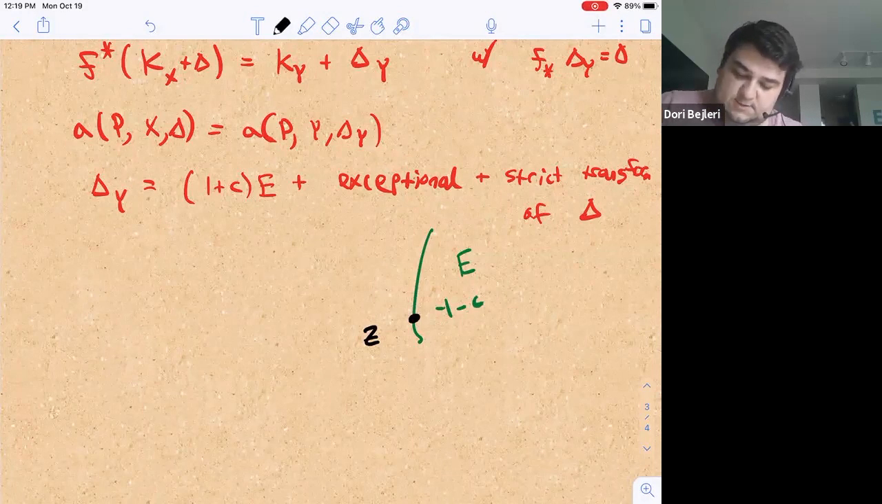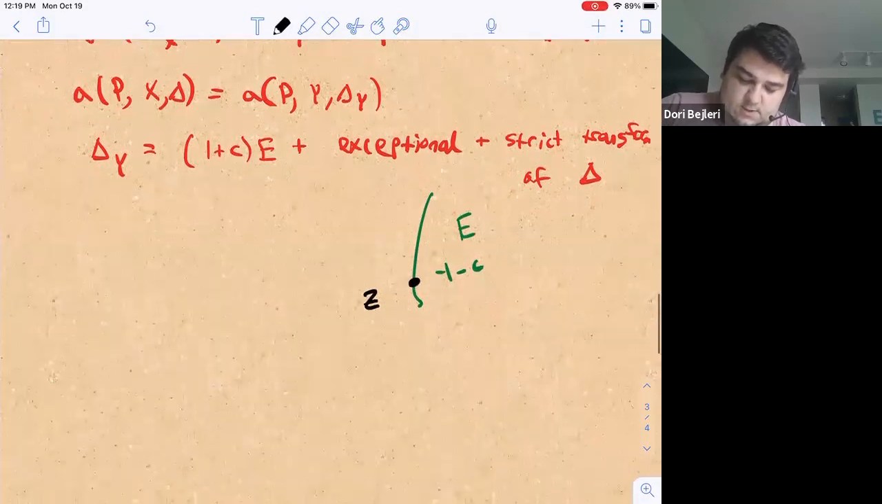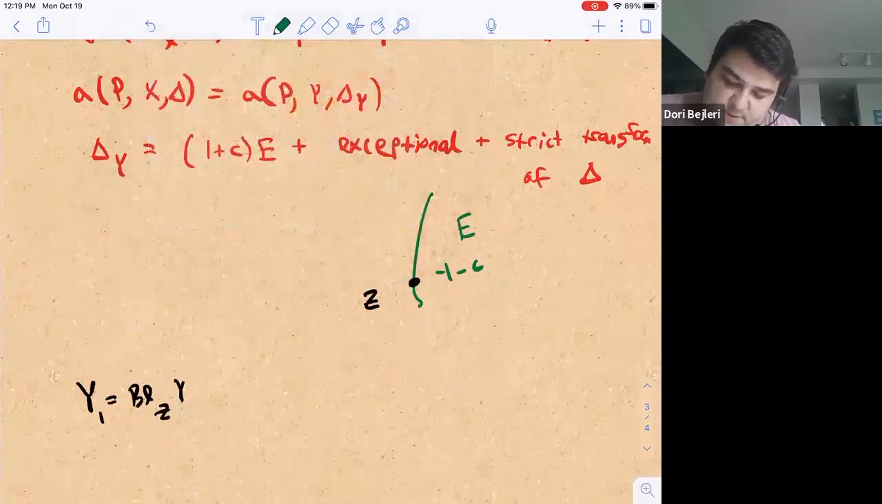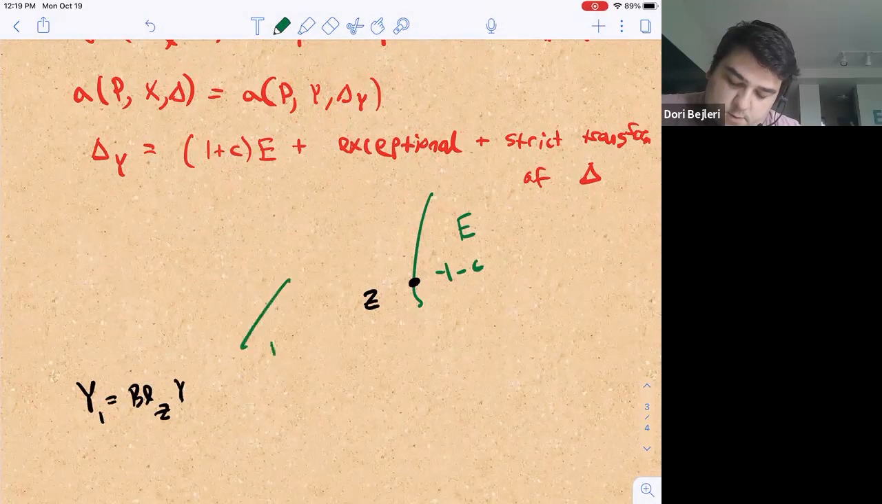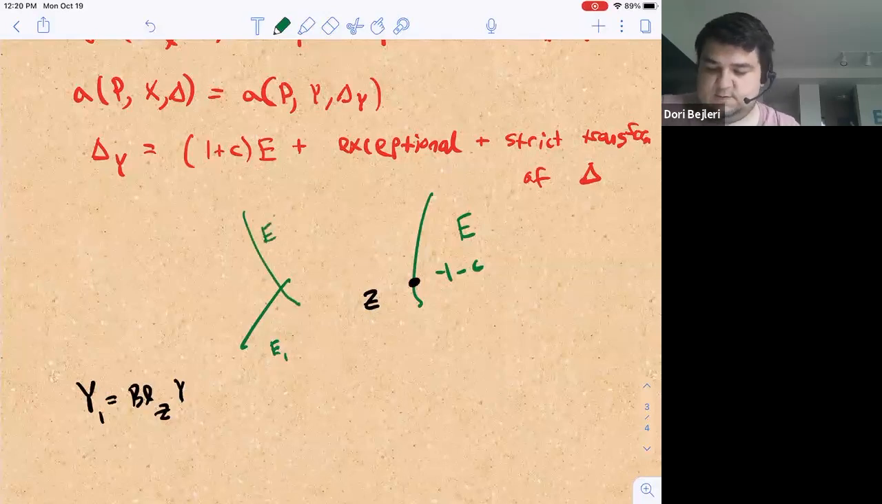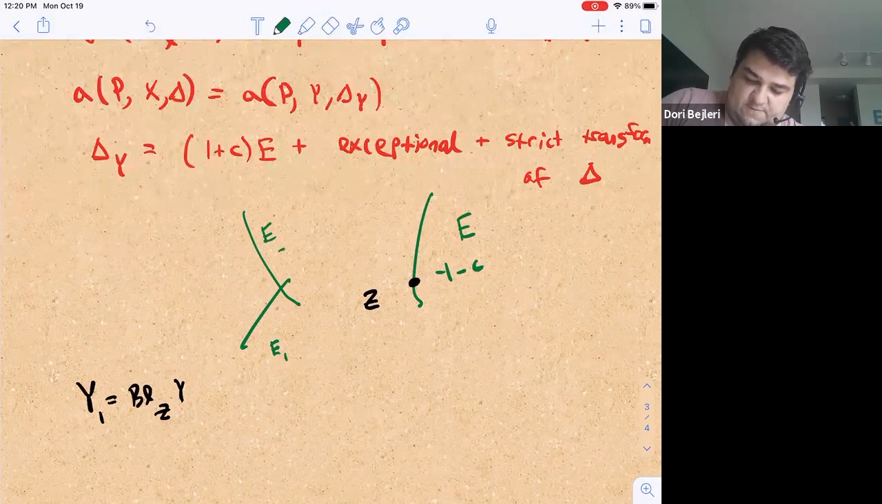And now we're going to blow up this z. So now let y1 be the blow up of z. And now we're introducing a second exceptional curve. We'll call it e1. So now we have our e, or its strict transform, but again, we only care about the generic points. So our e comes with discrepancy -1 minus c, because it's still part of our boundary. And then we have this new exceptional e1, and we want to compute its discrepancy.